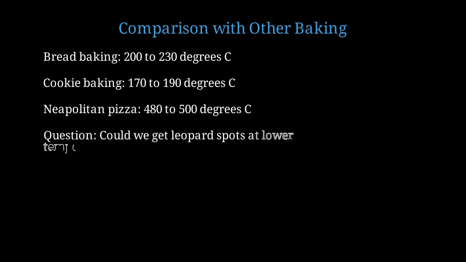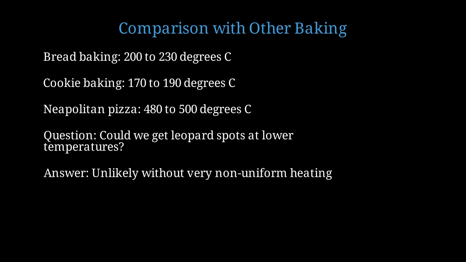Here's an interesting question. Could we achieve leopard spotting at lower temperatures? The answer is unlikely, unless we create extremely non-uniform heating artificially. The fourth power dependence of radiation means that moderate temperature differences at low temperatures produce small radiation differences. The radiation difference is proportional to T to the fourth minus T0 to the fourth. At high base temperatures, small variations in T produce large variations in radiation.